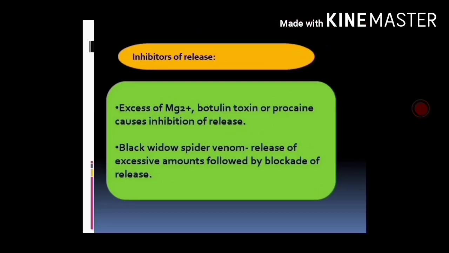There are certain inhibitors of the release of acetylcholine, which are: an excess of magnesium ions, botulinum toxin or procaine cause inhibition of the release. Also, black widow spider venom first causes a release of excessive amounts of acetylcholine, which is then followed by blockade of release.